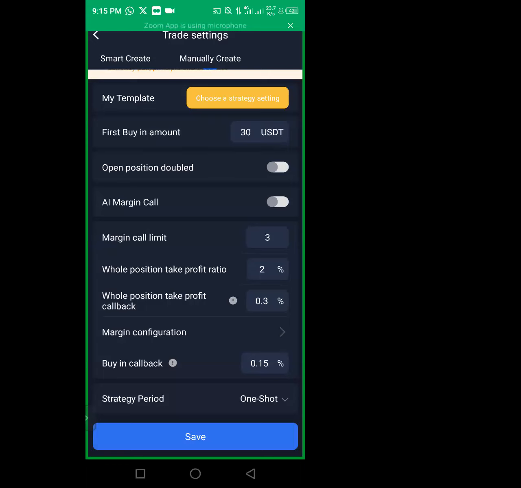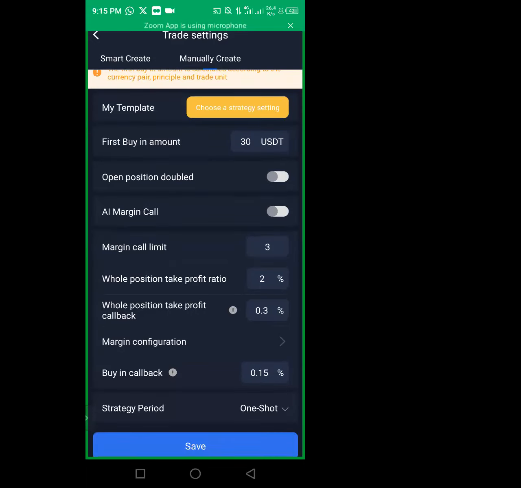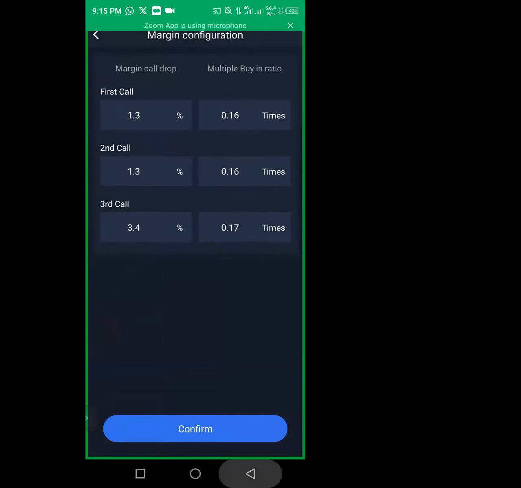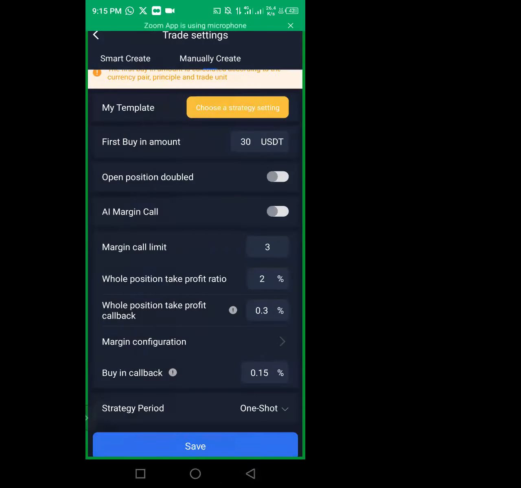So for those joining us, these settings will be given to you by your upline. So you just have to fill them. But we are explaining what margin configuration is all about. So I will click on this margin configuration page. Now look at it here. Let me go back. It works with this margin call limit.